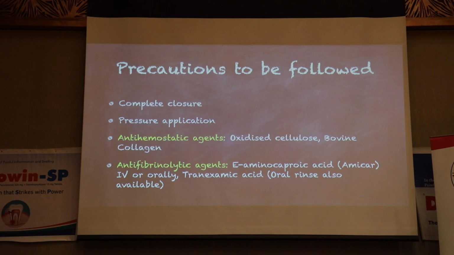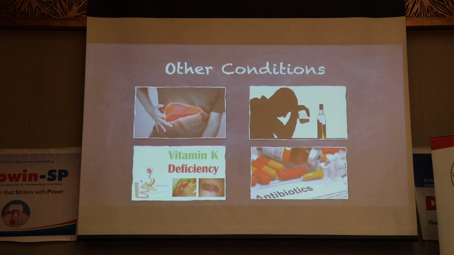So again, we can prescribe antifibrinolytic agents like epsilon-aminocaproic acid or tranexamic acid. This tranexamic acid, probably you can keep a note and keep it. The tranexamic acid is available as a mouthwash. So for the extraction patients, when they tend to bleed more, you can ask them to just do a mouthwash with this, which helps to a very large extent.